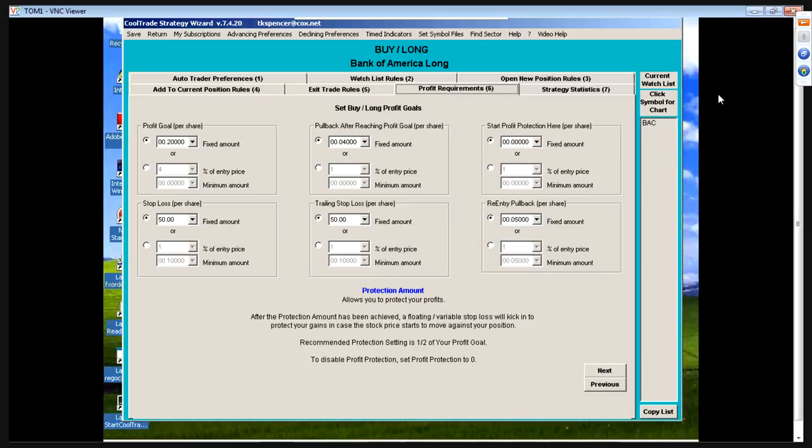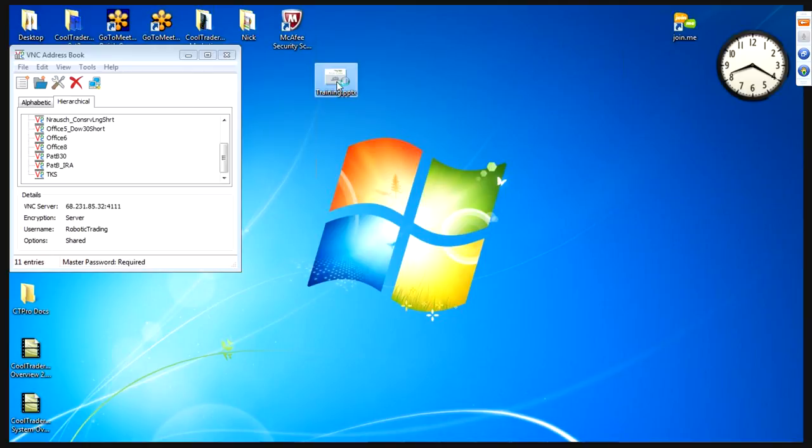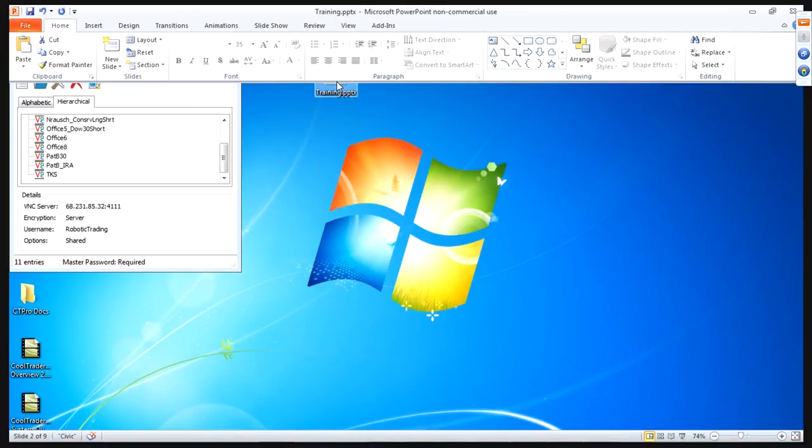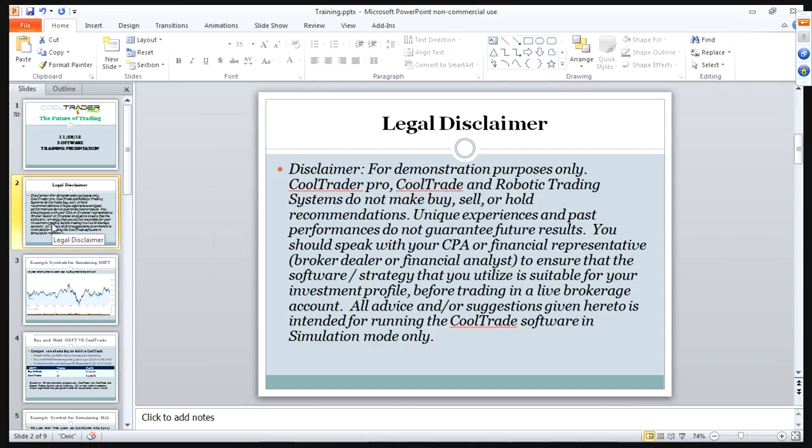So with that, I'm going to conclude the Strategy Wizard overview, the introduction to the system, and I'm going to flip back over here and talk to you about a couple of different things that you can do with these auto traders.